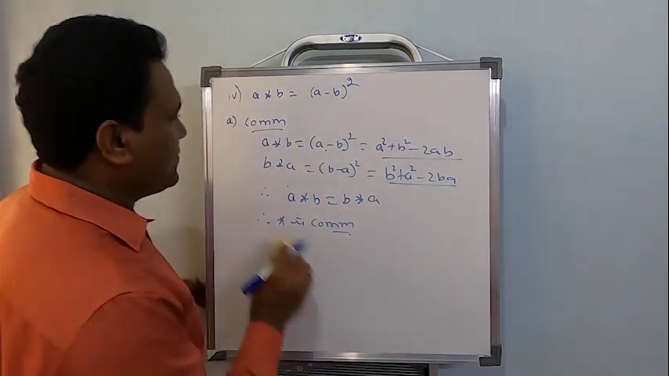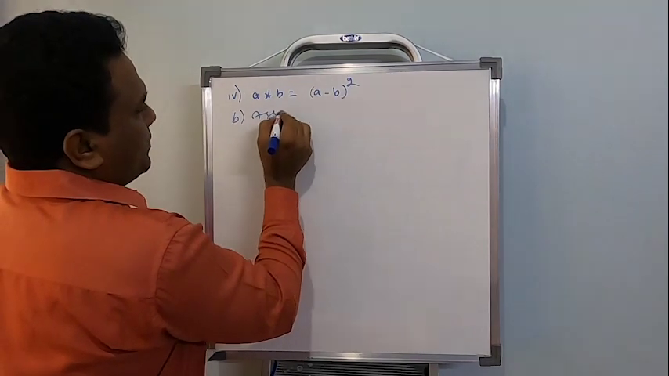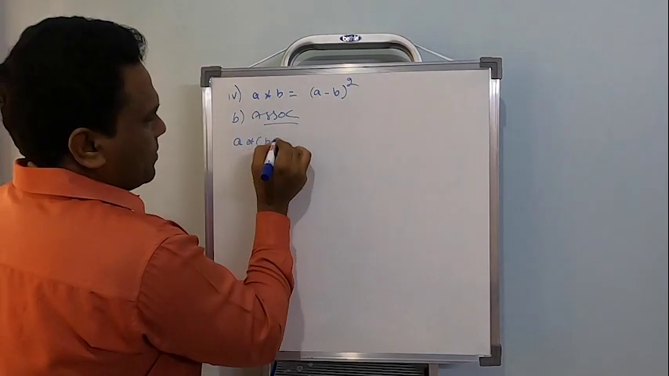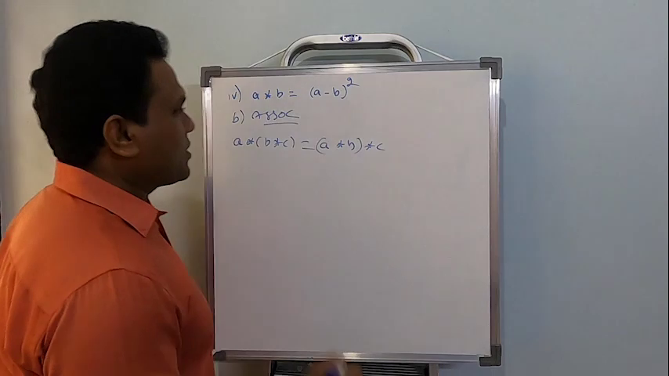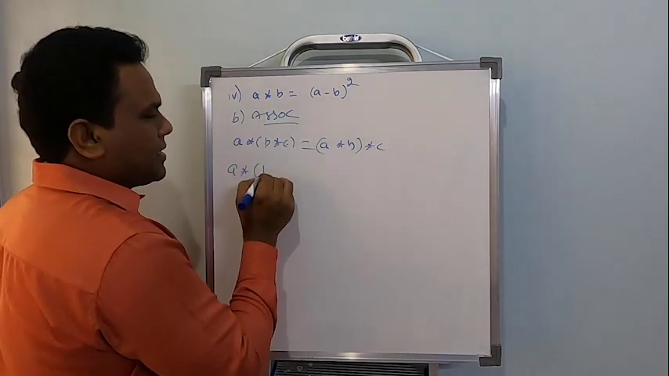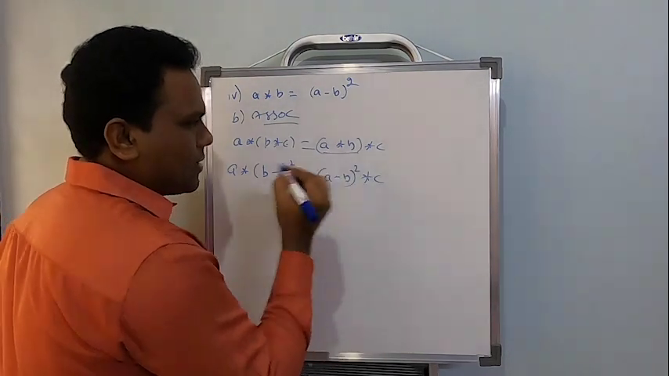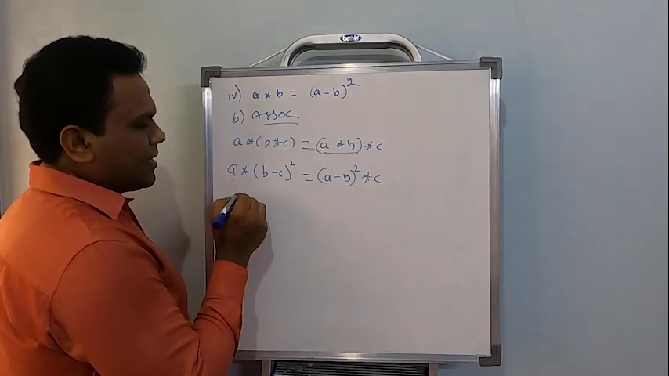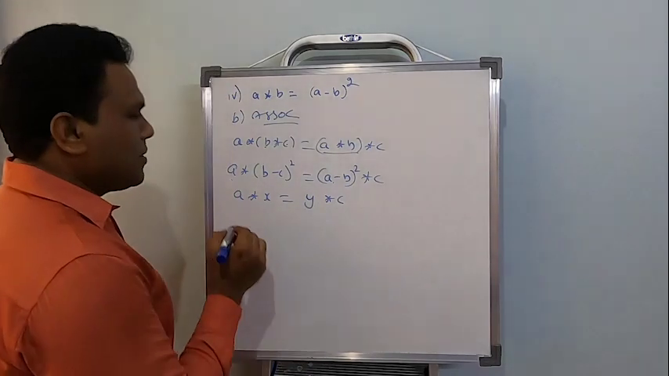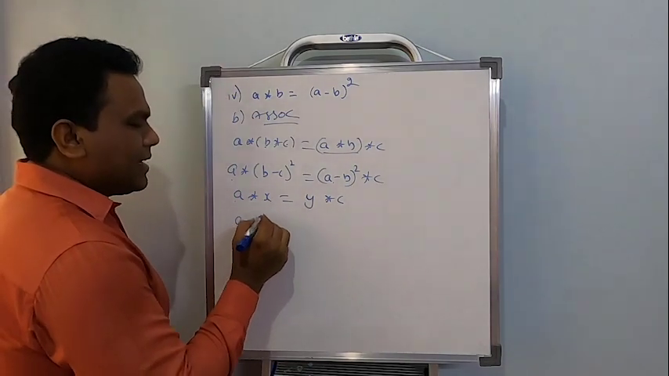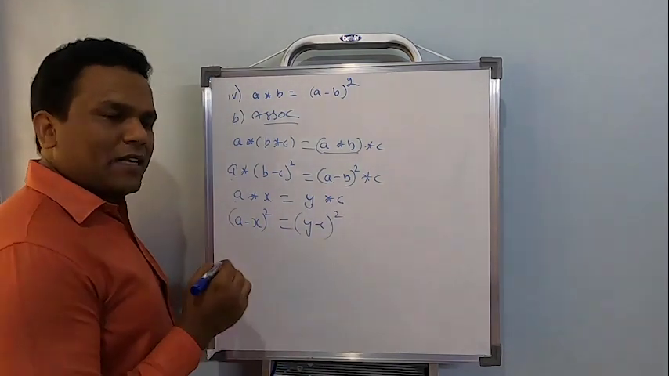Now let us check for associative. So a star b star c equal to a star b star c. So let's apply the associative property. A star, what is b star c will be? B minus c the whole square equal to a minus b the whole square star c. A star b is a minus b the whole square. Now just like this is something like a star x is equal to y star c. So apply the property once again. A star x is a minus x the whole square and y star c should be y minus c the whole square. Now let's replace for x and y.